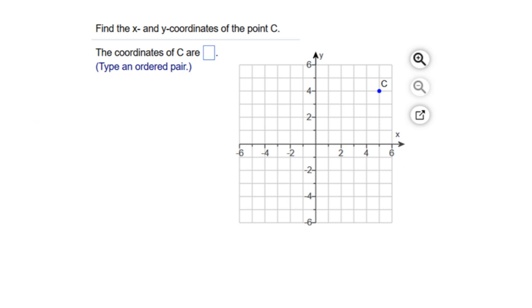For this problem, we are going to find the x and y coordinate for point C. Now, in order to find the x and y coordinates, remember we have to start at the origin. And with the origin, we start with the x value first. We either move left or we move right. Left is negative, right is positive. Lastly, we'll move to our y-coordinate, which is either up, positive, or down, negative. So starting at the origin, I'm going to count how many places I'm moving here. 1, 2, 3, 4, and this is, my x is 5.